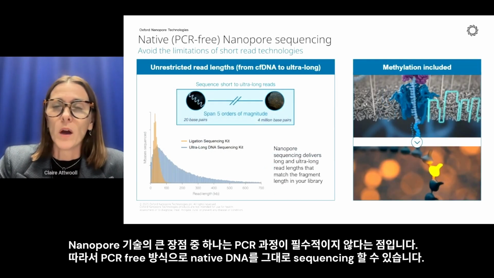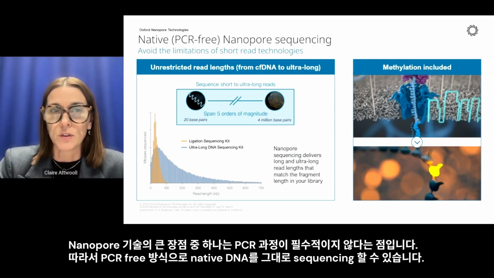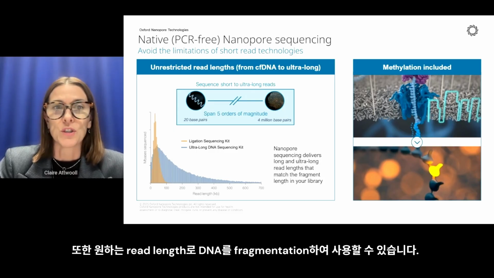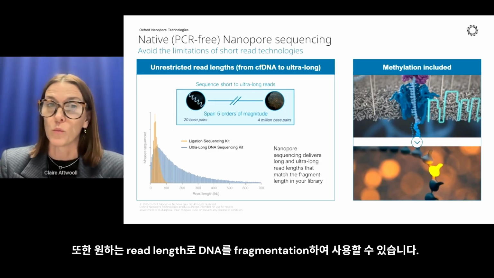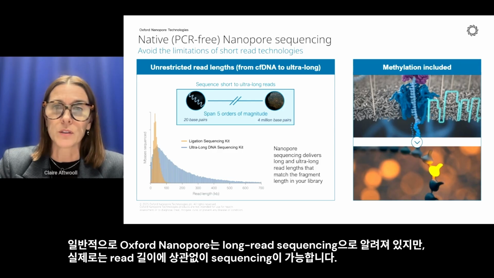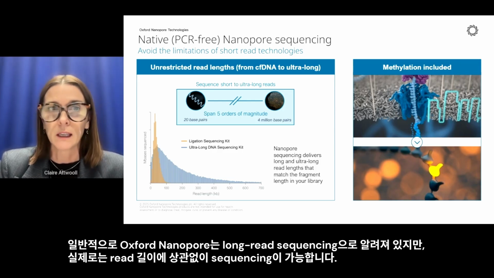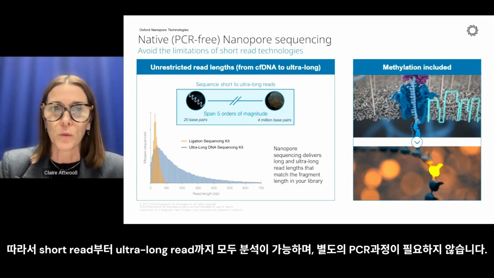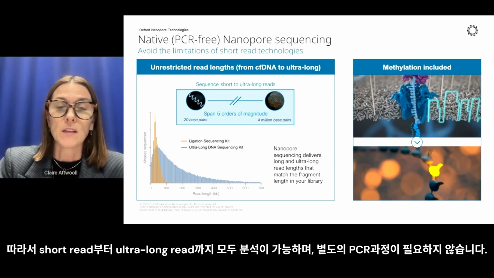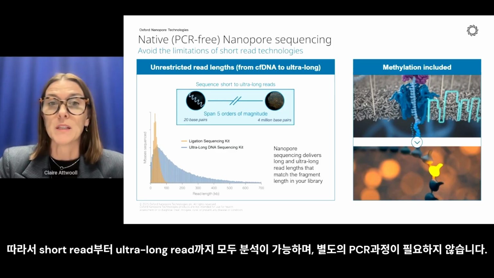So one really exciting thing about our technology is that you don't actually have to do PCR. So you can take native DNA and shear it to whatever length you want. I know we typically think of Oxford Nanopore as a long-read sequencer, but we can actually sequence any read length, from short-read DNA all the way up to ultra-long sequences. And so we don't have to do any sort of PCR amplification.